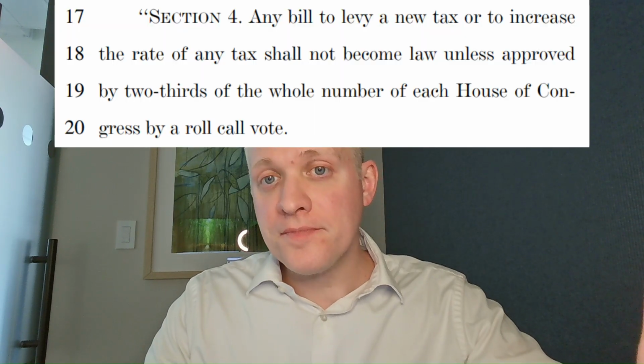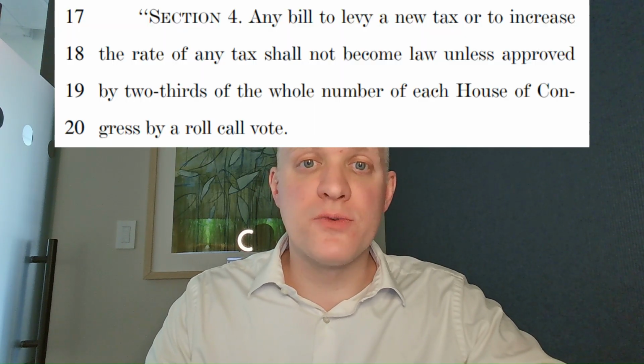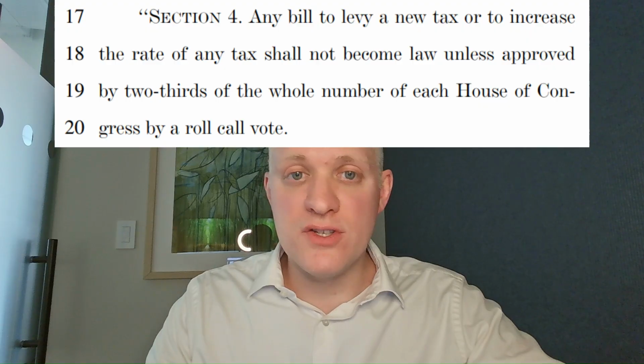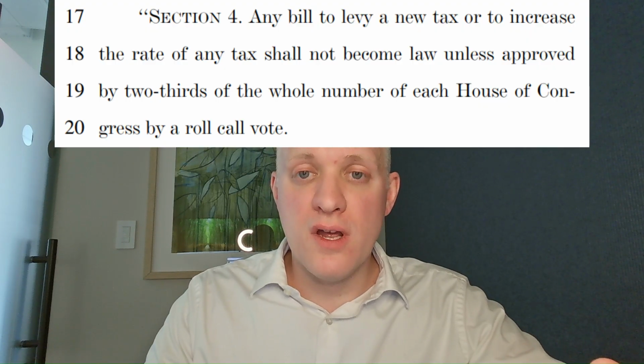Okay, Section 4. Any bill to levy a new tax or to increase the rate of any tax shall not become law unless approved by 2/3 of the whole number of each House of Congress by a roll call vote. The thinking here is that spending is beyond constitutional bounds, and so there's no need to raise revenue. Not really, but if Congress needs to, then they should be able to muster a supermajority for that. So it's just making it harder to raise taxes than to reduce spending. From a policy perspective, no objection here. The challenge is, does that undermine support from enough members to endanger the amendment as a whole?